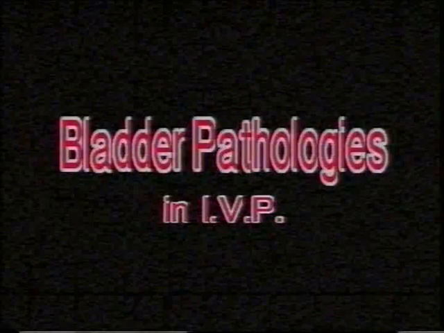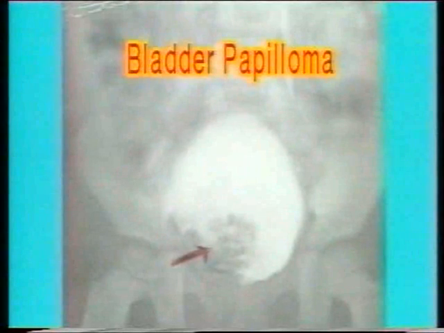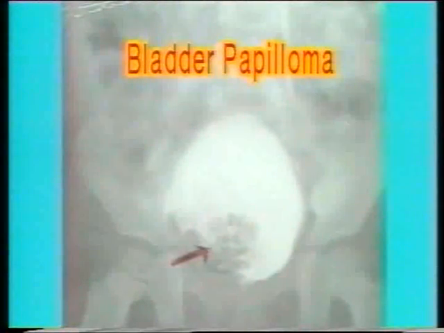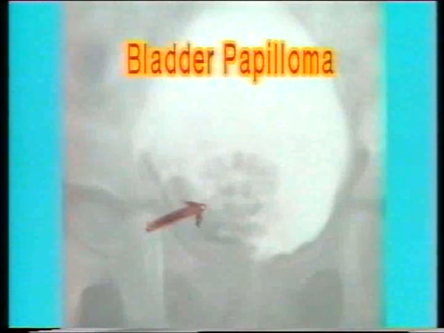Now we will come to study the bladder in IVP. This bladder shows a filling defect on its base which is uneven and irregular. This is a papillomatous growth in the bladder. It may be a benign papilloma or a papillary carcinoma. Note the irregular filling defect of a papilloma.